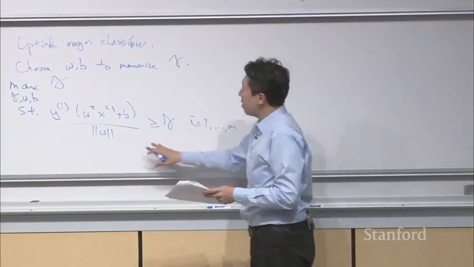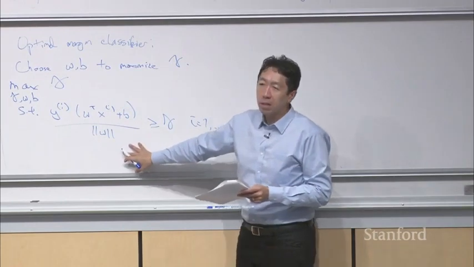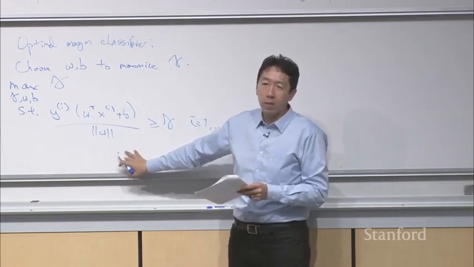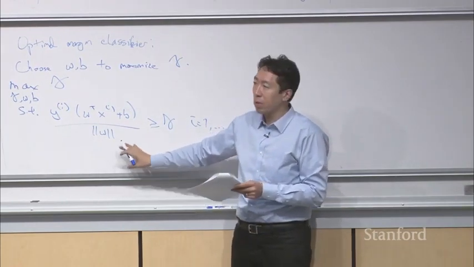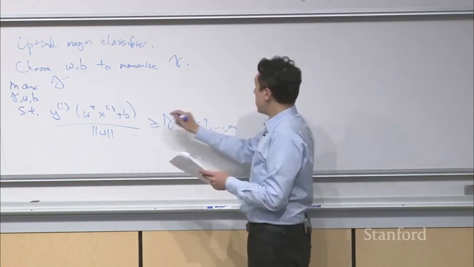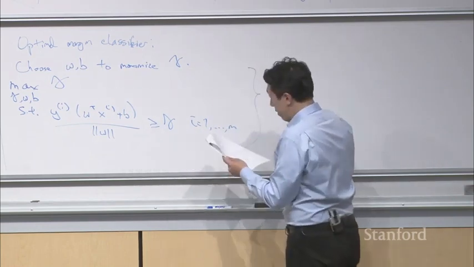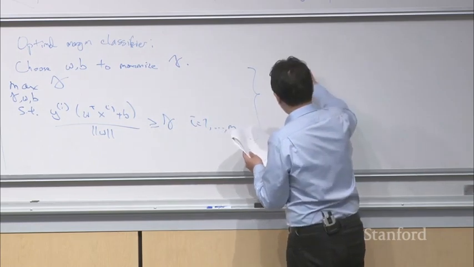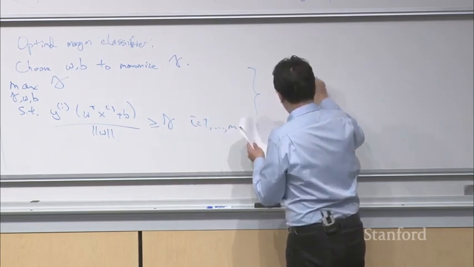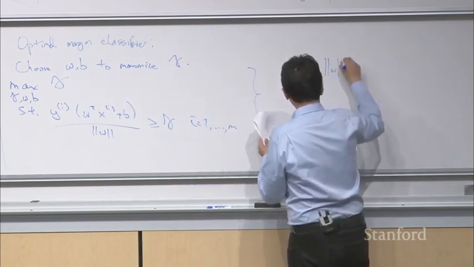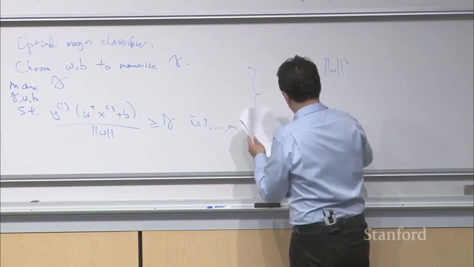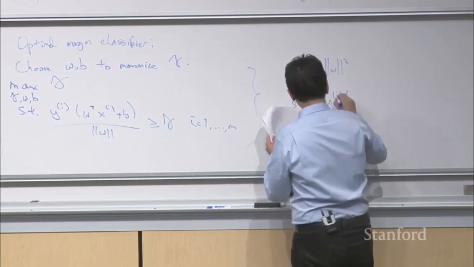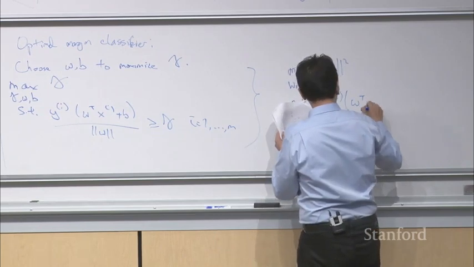And it turns out that in this form, this isn't a convex optimization problem, so it's difficult to solve with an algorithm like gradient descent, where there are no local optima, and so on. But via a few steps of rewriting, you can reformulate this into an equivalent problem, which is to minimize the norm of W subject to the geometric margin constraints.